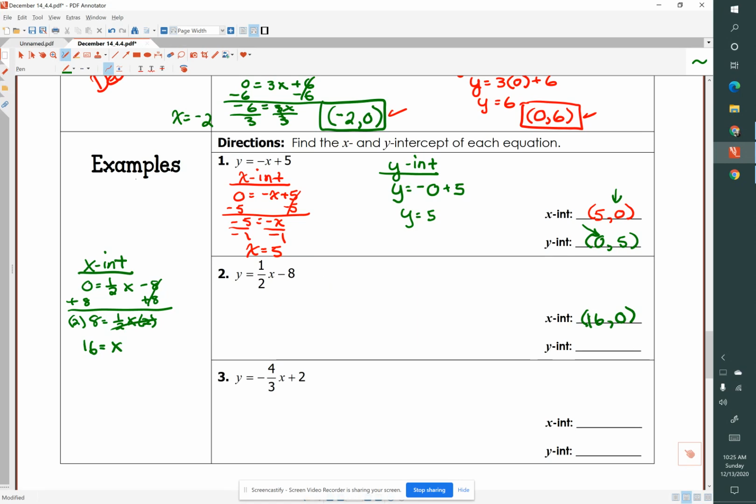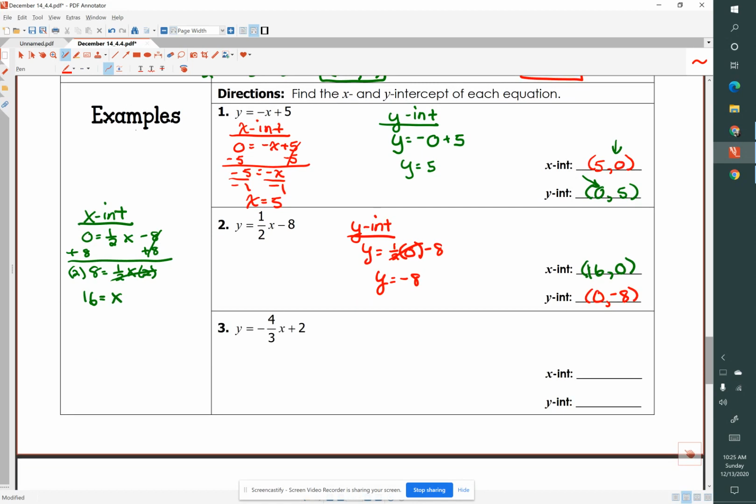Now we'll do the y-intercept. So y equals, we'll set x to 0, 1/2 times 0 minus 8, and 1/2 times 0 is 0, y equals negative 8, and the y-intercept is 0, negative 8. So try the next one on your own. So I hope you tried it on your own. Let's do the x-intercept, where we set y equal to 0.